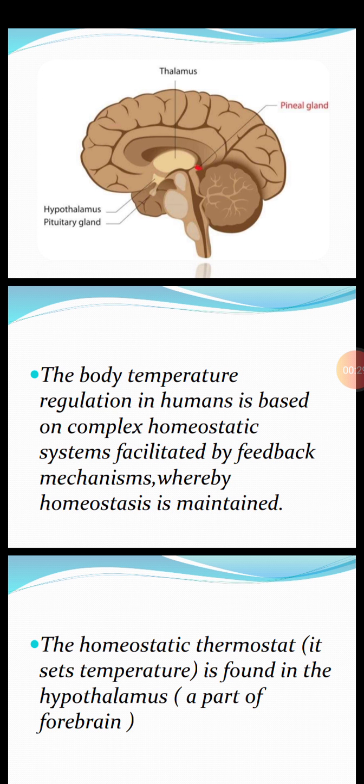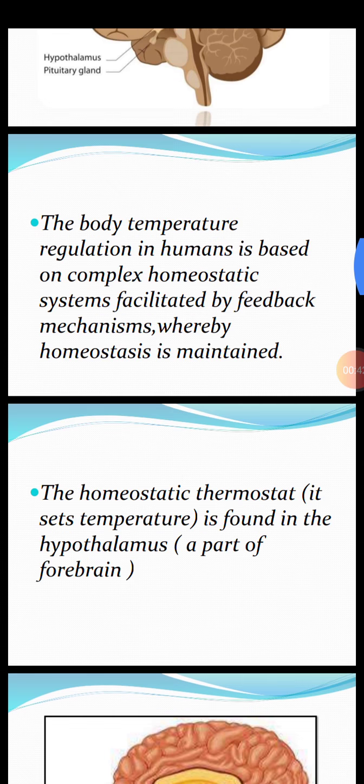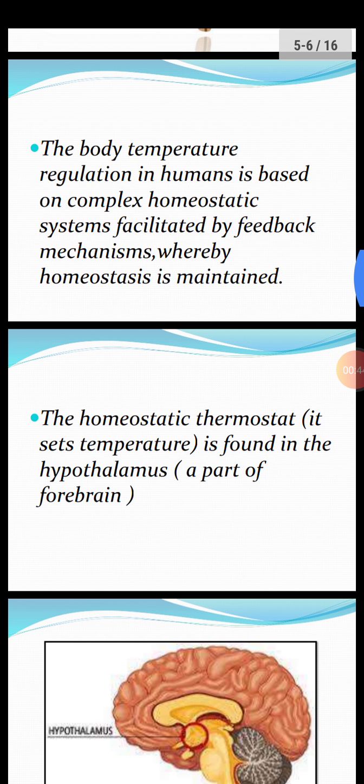The body temperature regulation in mammals or humans is based on complex homeostatic systems like thermoregulation, facilitated by feedback mechanisms whereby homeostasis or balance is maintained. Feedback mechanism, that is to produce a response or result. The homeostatic thermostat. What is a thermostat? It sets temperature.